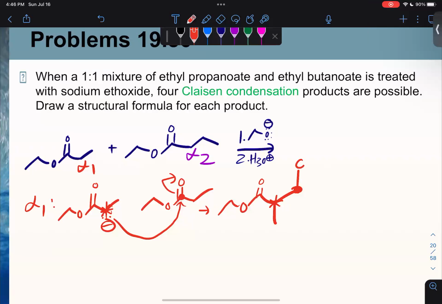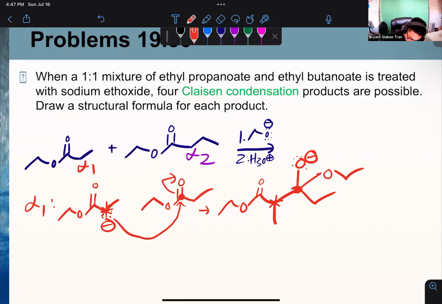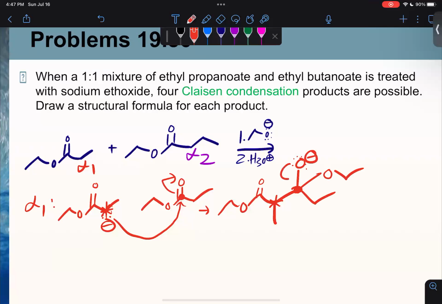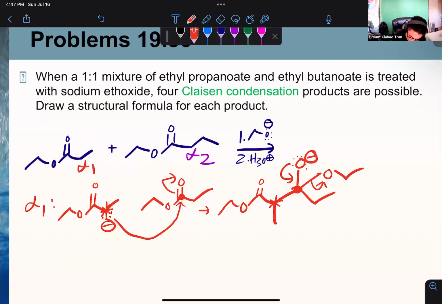And then we know, yeah, we reform our carbonyl, we kick out the bad leaving group, and then that would give us this. And then this bad leaving group will come and deprotonate that alpha hydrogen, but we know that the alpha hydrogen comes back by getting protonated in the second acid workup step.